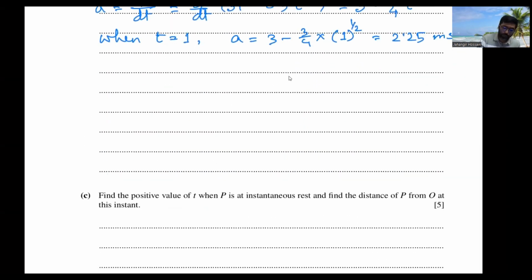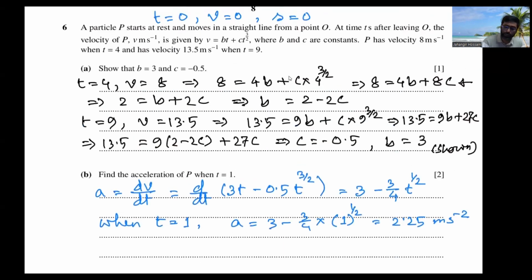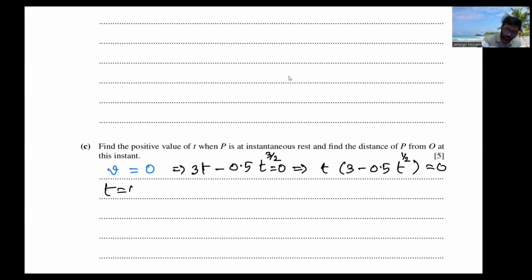And what about the next one? The next one, you have to find the positive value of t when P is at instantaneous rest, and find the distance of P from O at this instant. So first thing, we'll figure out when the particle is at rest. Remember, v is 0 at rest, and the expression for v is 3t minus 0.5 t to the power 3 by 2. To solve this equation, we take t common from the two: t times (3 minus 0.5 t to the power 3 by 2 minus 1, that's half) equals 0. So t equals 0.